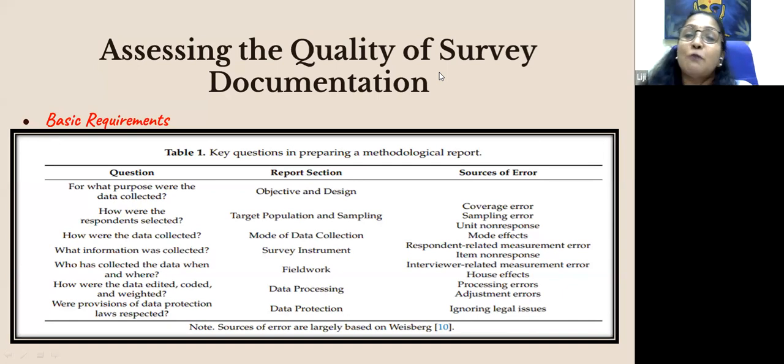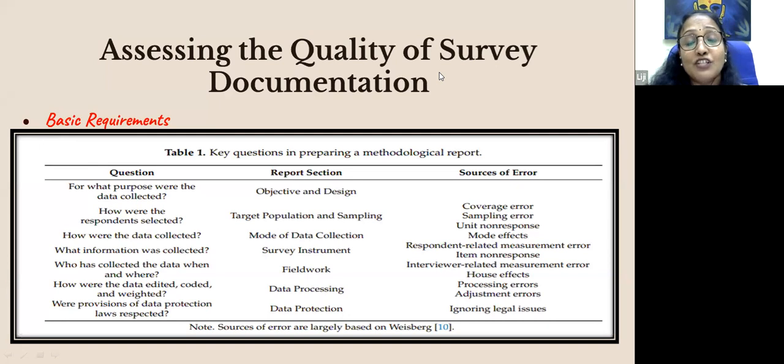Again, the error which is a possibility, as I told you in the previous slide when I was explaining, is the sampling error which is going to come up. So how were the data collected? Here are the mode effects, which I just told you about while administering the survey. It's the mode of data collection where the mode effect happens.